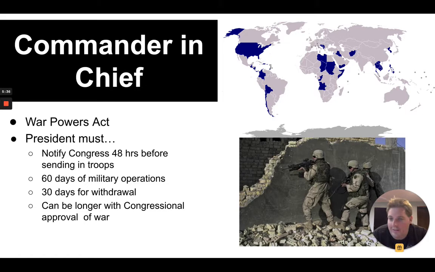Now, note, this says sending in troops. Back in Vietnam, we were talking about sending in a lot of troops. And today in warfare, we might not even land troops for a while. A lot can be taken care of with surface-to-air missiles. A lot can be taken care of with the Air Force without ever setting foot on land. Okay, I digress there a little bit.